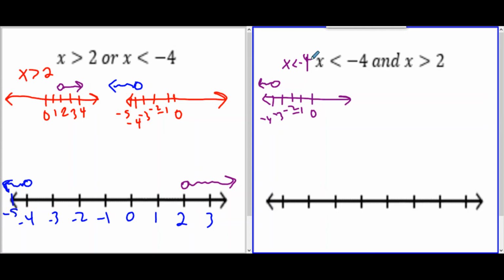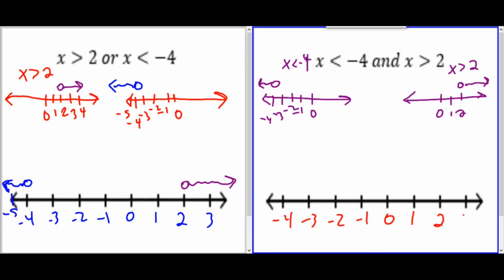Then I'm going to do x is bigger than 2. So x is bigger than 2 or greater than 2. 0, 1, 2. So open circle and everything bigger than 2. So for this one, we're looking for where do these overlap. So hopefully you can sort of tell, but I'm going to plot them down here. Negative 4, negative 3, negative 2, negative 1, 0, 1, 2, 3.